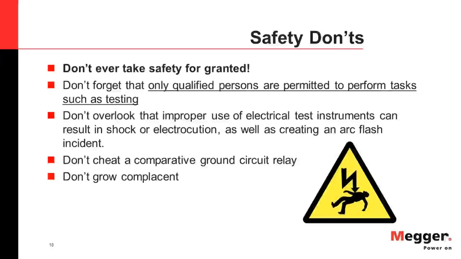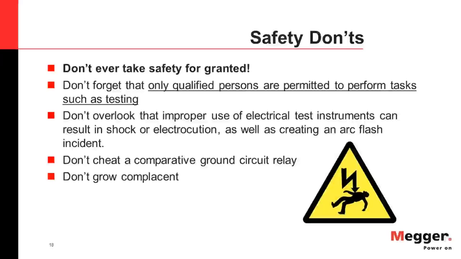Don't cheat a comparative ground circuit relay. It compares the test instrument supply voltage ground to the asset's ground, which is brought to the instrument via the instrument's ground lead. And this relay checks to make sure that there's not too much of a resistive difference between the two. And whatever you do, don't grow complacent or allow yourself to become distracted during a testing job.